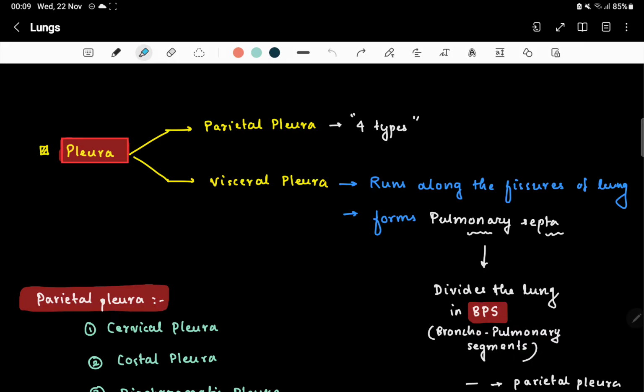We are done with the heart, and let's talk about the lungs. I hope you understood the heart very well. I've explained very slowly and shown all the things. Let's talk about the lungs.